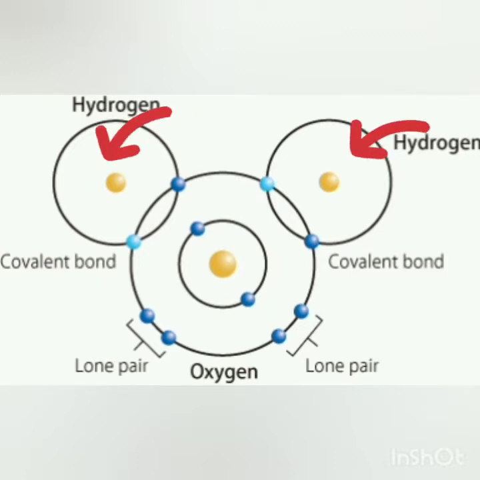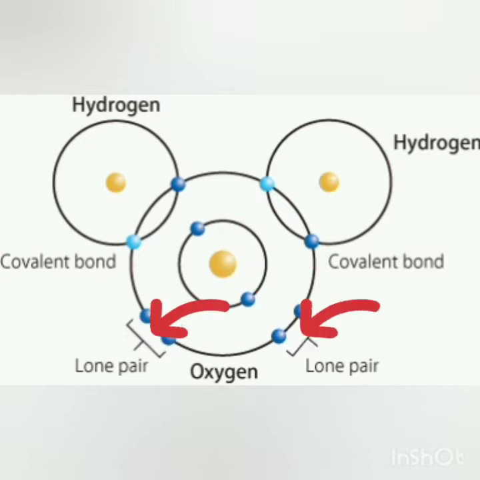As you can see here, this is the water molecule having 2 hydrogen atoms and 1 oxygen atom. And you can see that the oxygen atom has 2 lone pairs of electrons, that means 2 pairs of electrons which are not bonded to anything. The other 2 are bonded to hydrogens, right?